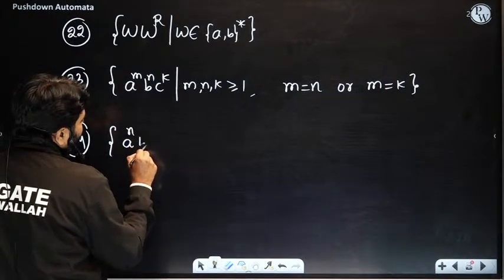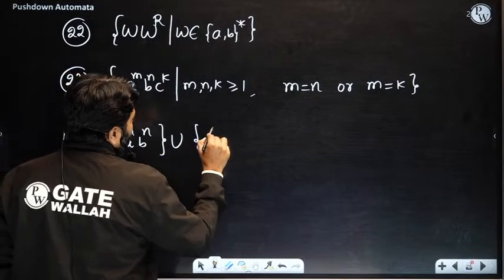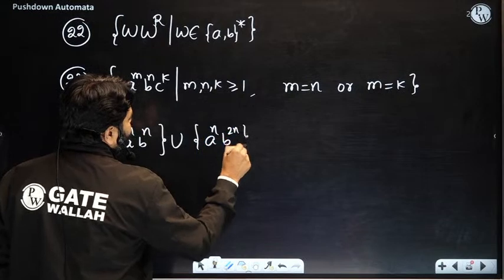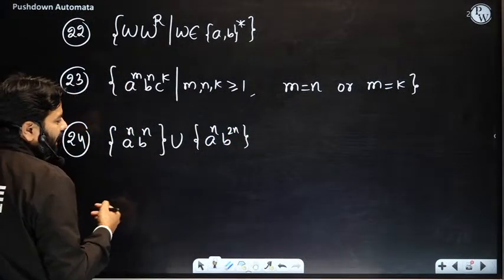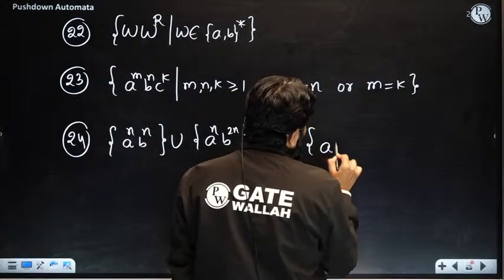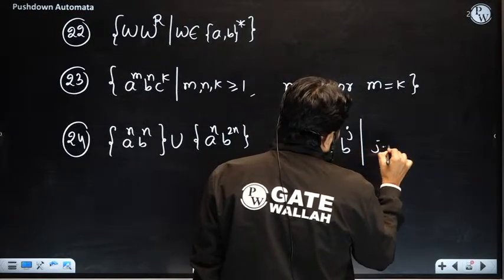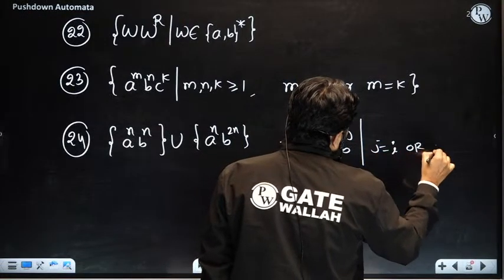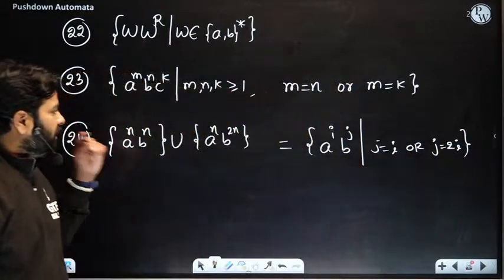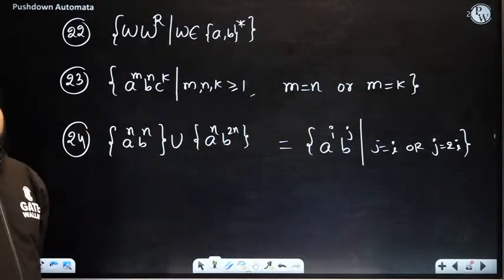a^n b^n union a^n b^2n. Of course, you can write it as a single language also. How do you write a single language? Simply, you can write a^i b^j, where j is equal to i or j is twice the number of a's. The number of b's, if you look at, is either equal or twice the a's. So you can write it in a simple single language form.